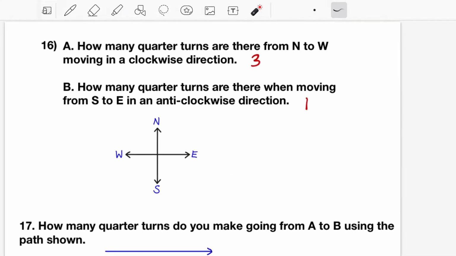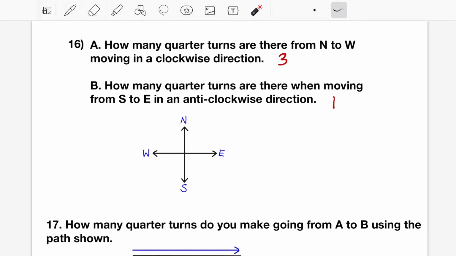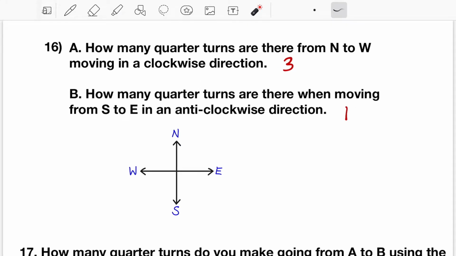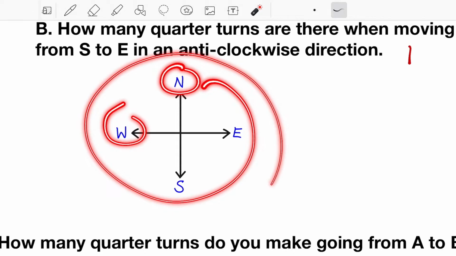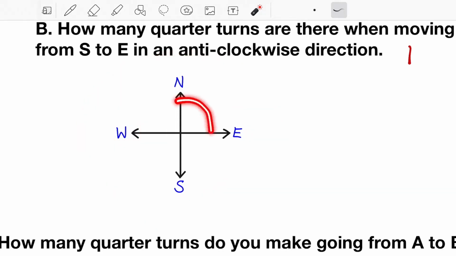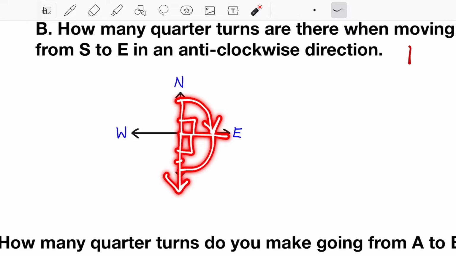Number 16. How many quarter turns are there from north to west, if we're moving in a clockwise direction? So north to west in a clockwise direction. So that would be 1 quarter turn, 2 quarter turns, 3 quarter turns.